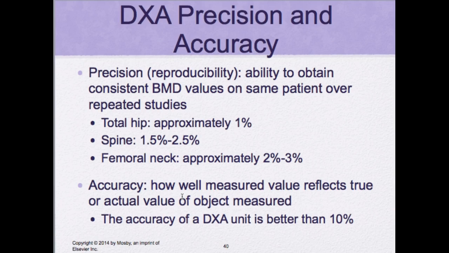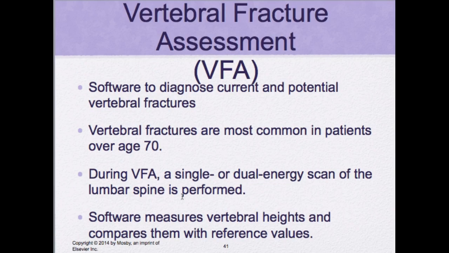So reproducibility is really important, so the ability to obtain consistent BMD values over the same patient over repeated studies. So accuracy is how well measured values reflect the true or accurate value of the object measured. So we talked about that earlier. And you want the accuracy of your DXA unit to be better than 10%.